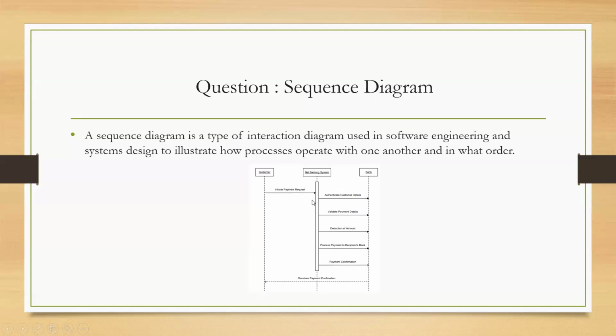So first the customer is initiating a payment. Okay, then the net banking system will authenticate the customer details with the bank. Then it would validate the payment details and the deduction of the amount would happen. And the process payment, then the payment confirmation. Then the bank would make the customer receive this payment confirmation. So for that scenario, you draw a sequence diagram in your book. Okay.